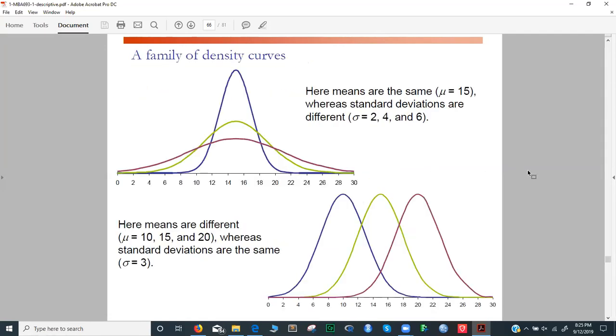Here's the family of spreading sigmas. We have 2, 4, and 6, okay? And on the bottom we have different mu's. We have 10, 15, and 20.